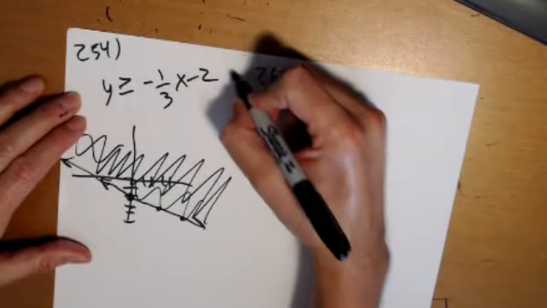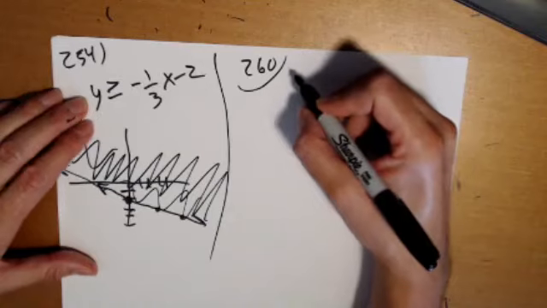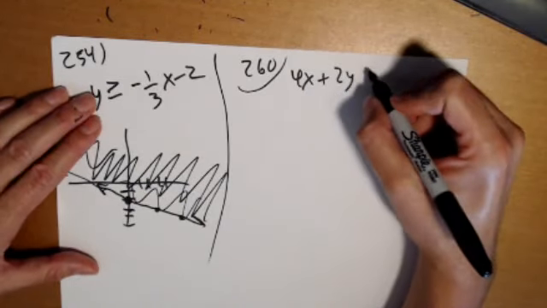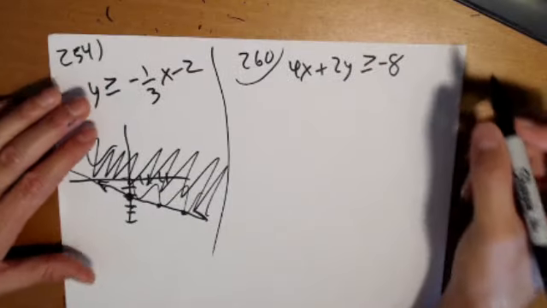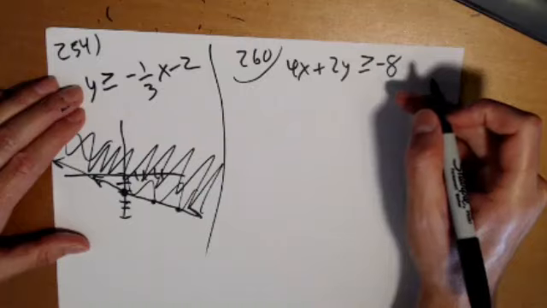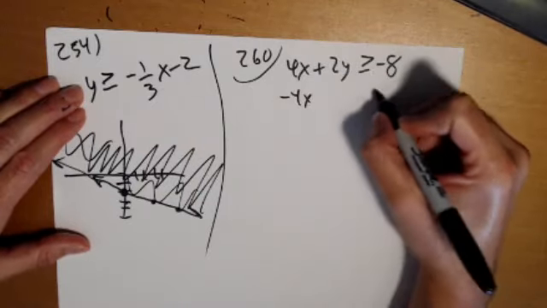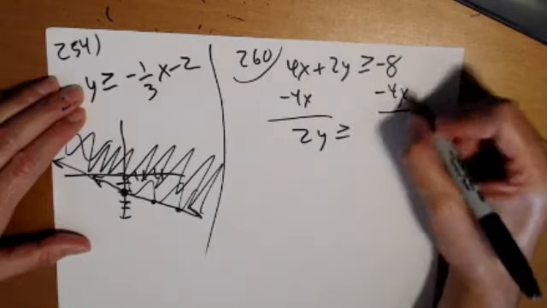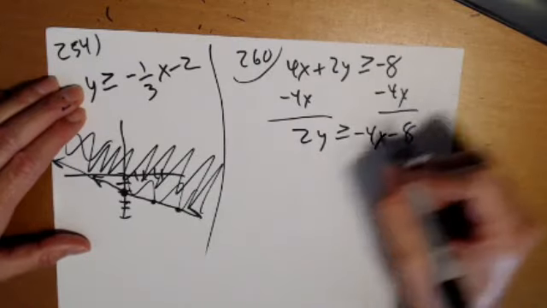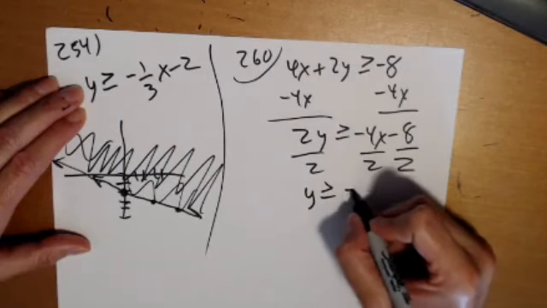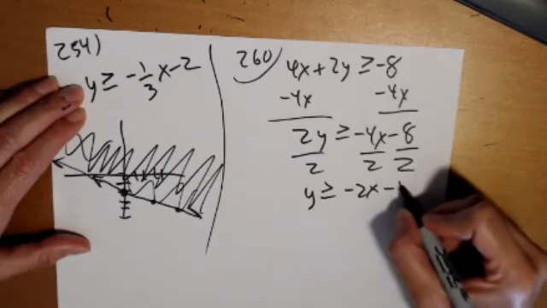260. Sometimes they don't give it to you in y equals mx plus b form. They make you work a little bit. No big deal. We'll put it into y equals mx plus b form. Subtract the 4x. 2y greater than or equal to, correct descending order. Divide by 2. Y greater than or equal to negative 2x minus 4.